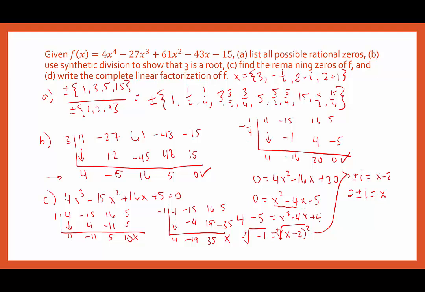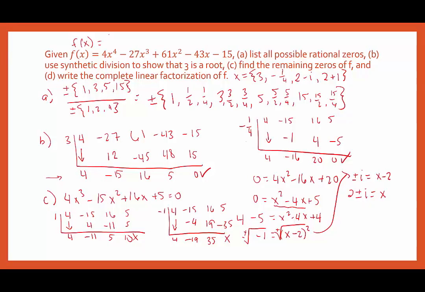Lastly, we want to write the complete linear factorization. So that would look like, so I'm going to go up here just because I pretty much dominated the rest of this. We're going to have x minus 3, x plus 1/4, x minus 2 plus i, and x minus 2 minus i. And that would be our complete linear factorization.